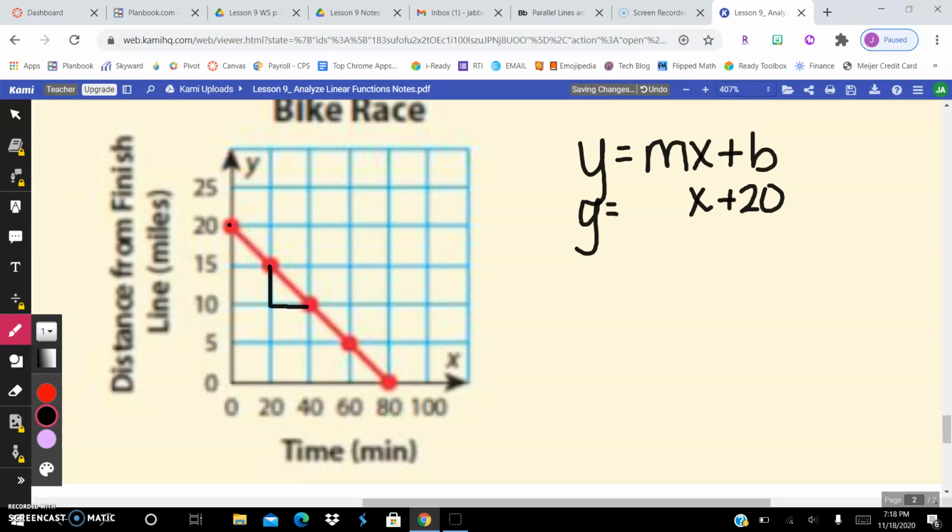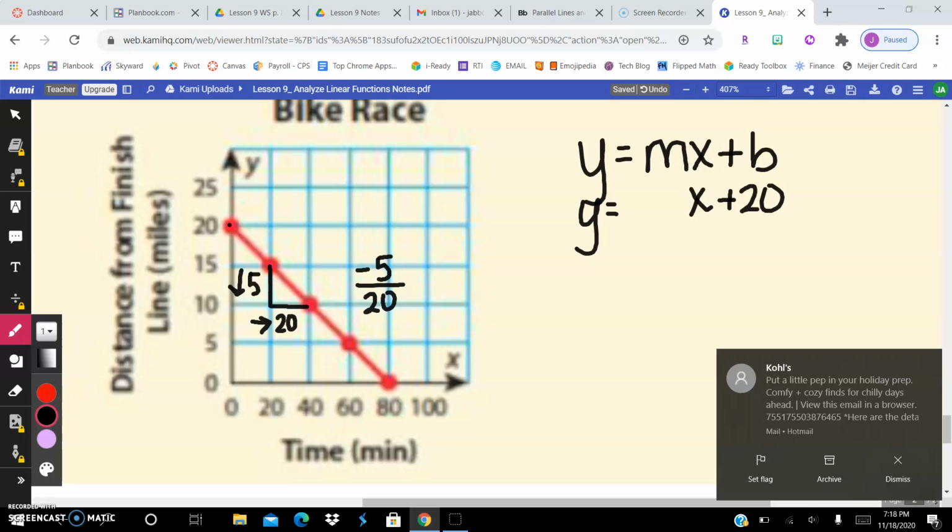So looking at the y-axis, I'm going from 15 to 10, so I'm going down 5 here. And then on the x-axis, it looks like I'm going from 20 to 40. So that means I'm going over 20. So my rise was down 5. That's actually a negative 5 because I'm going down. And then I go right 20.